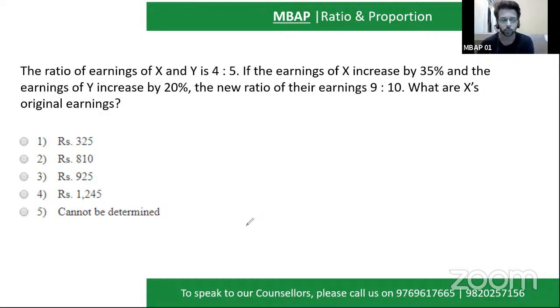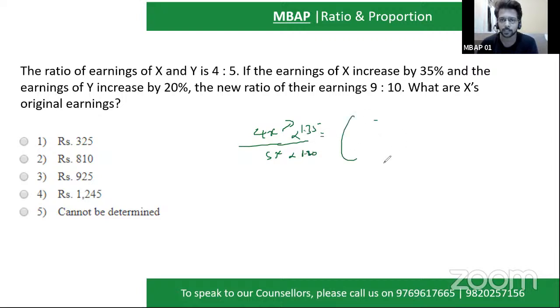If your base concepts are strong enough, very well you'll be able to answer the question very quickly. Assuming it to be 4x and 5x, they are saying X increases by 35%, so it's 1.35. Y increases by 20%, so it is 1.20.